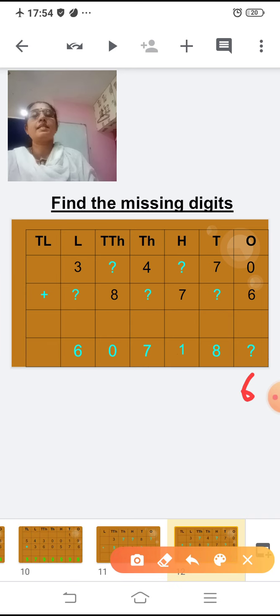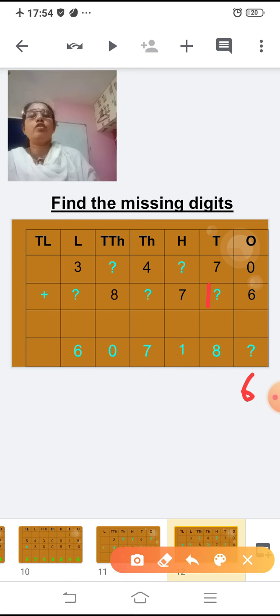Coming to the tens place, now 8 is bigger than 7. So which number added to 7 will give you 8? That is 7 plus 1. If I write here, that means 7 plus 1 is 8.